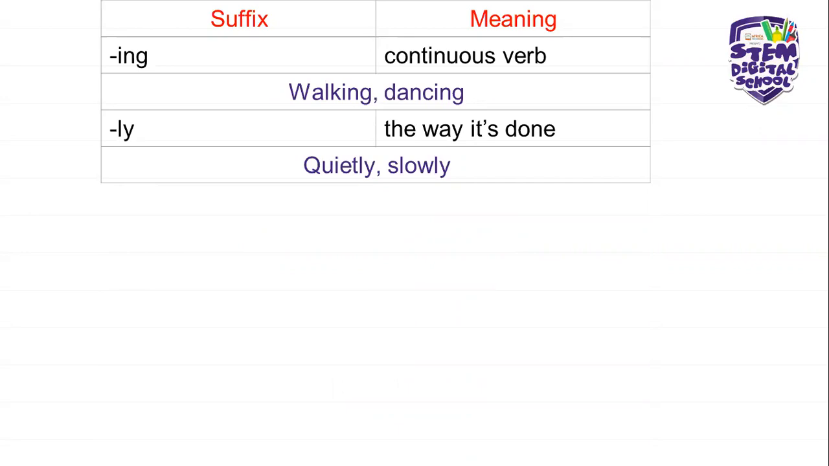And this last one, the ly, the way it's done, like to do something slowly or quietly. I see we have a few examples here, like running, breathing, eating. Like that is something you use in everyday life. That is a suffix, preventing.